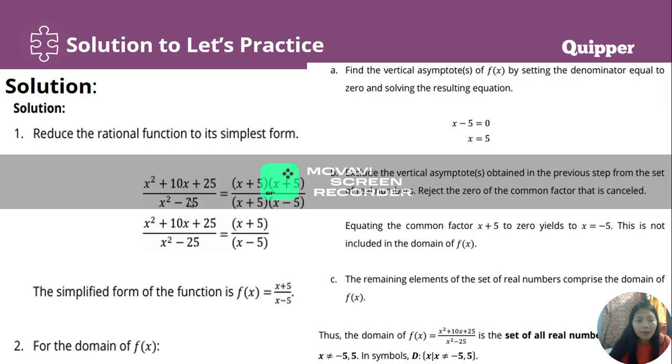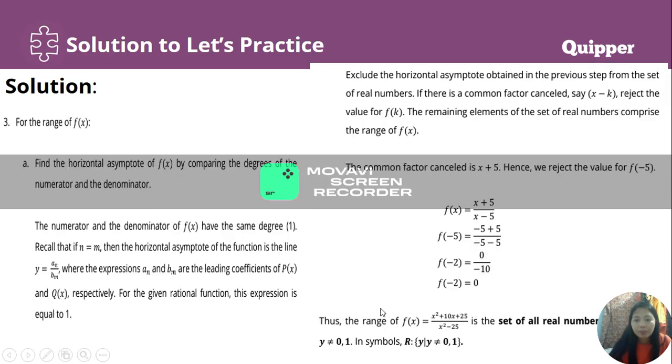If they are equal, then a sub n over b sub n, meaning a sub n is our leading coefficient over b sub n, the leading coefficient in the denominator. The numerical coefficient here and here is 1, so that is 1 over 1, or y equals 1. Then we exclude the 1, so we put y is not equal to 1.